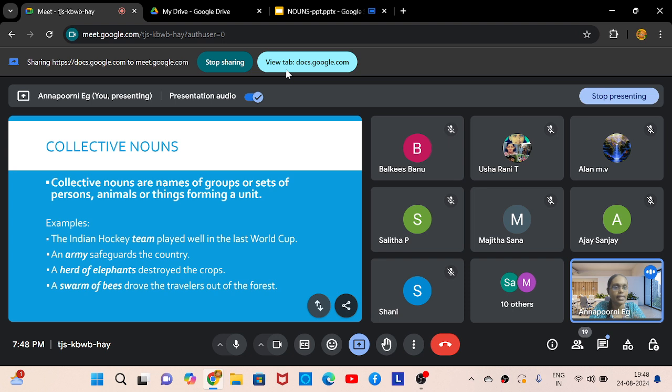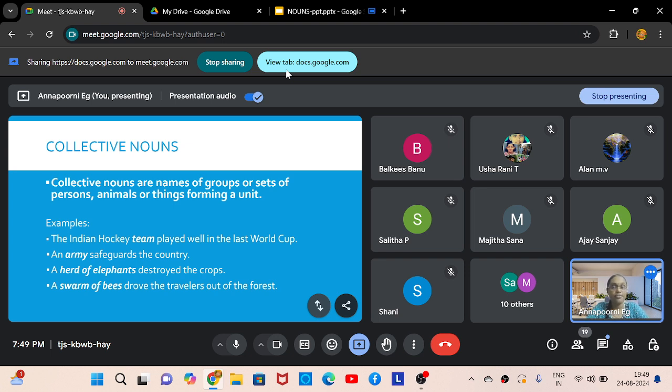So team is a collective noun because it is a group of players. It comprises a group of players. Next is an army safeguards the country. What is an army? Group of soldiers. Exactly. Group of soldiers is called an army. So an army is a collective noun. An army will always try to safeguard the country. Safeguarding means to protect the country, right?